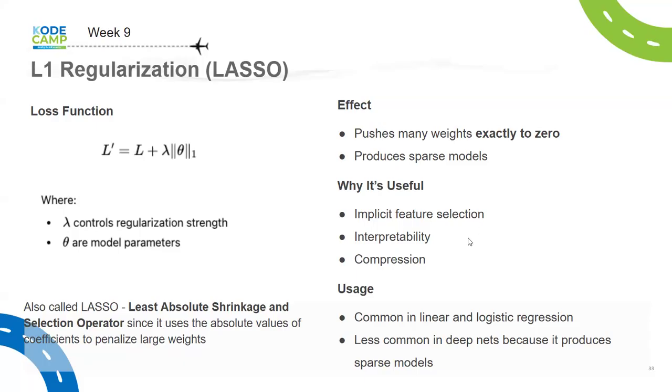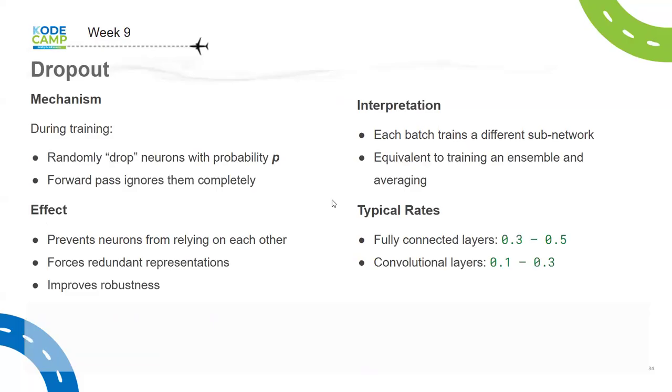So L1 is useful because it has implicit feature selection, interpretability, and compression. And you typically use L1 for simpler regression models like linear and logistic regression. You won't see it being used a lot in neural networks or deep neural networks because of this property of producing sparse models, models with a lot of zeros. You don't want most of your neural network parameters to be zero, because you're effectively switching off a lot of the capacity of that. So those are the two that are based on penalty.